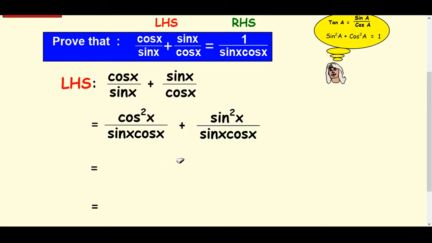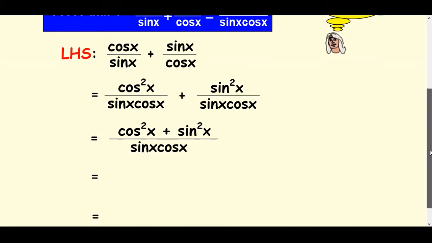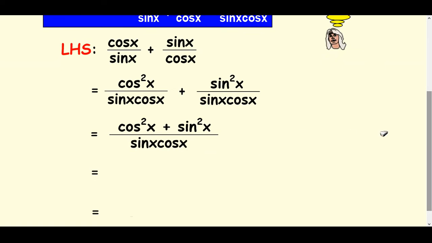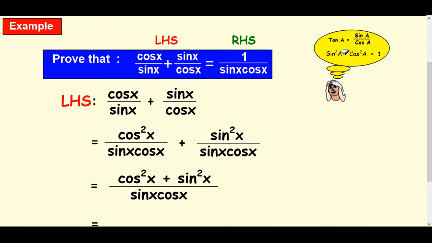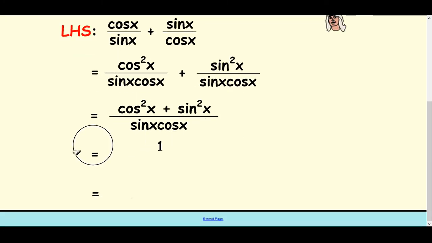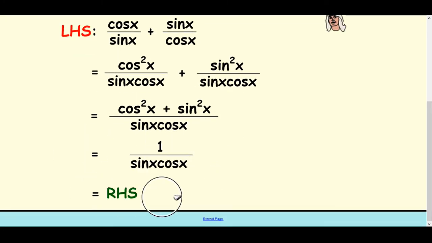Now I can write them all over the same denominator, which is kind of more like what the right hand side looks like. Now we're nearly there at this point, because I've got a cos squared x and a sine squared x, which is basically this. I know it's the different way around, but it basically comes to 1. And there I have my right hand side.